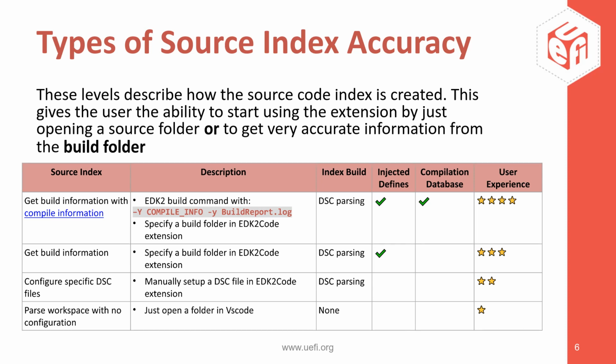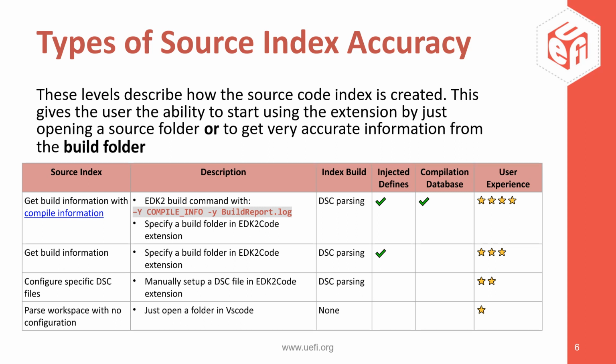It will go to the build folder, parse all the files that were generated, and gather the information to get you the list of files that were compiled and allow you to use most of the commands and the functionality of the extension. And the best option is the one on the top, to get the build information but also get the compile information command enabled.